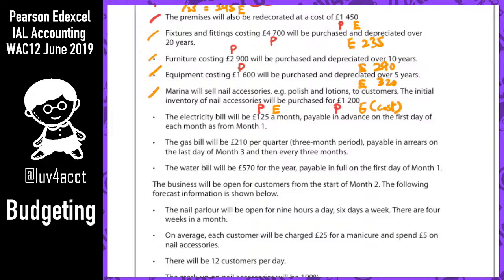Gas bill will be 210 per quarter. Be careful, per quarter. That means for the 3-month period, we only pay once. Payable in arrears on the last day of month 3. Okay, so in month 3, we pay one time only. It is a payment and also an expense, but then we have to calculate the amount for 4 quarters.